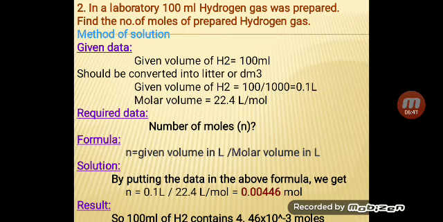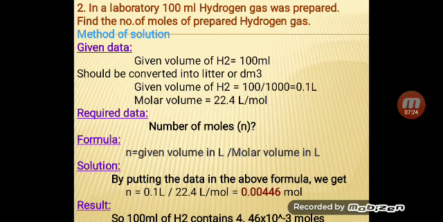Second example is in a laboratory 100 ml of hydrogen gas was prepared. Find the number of mole of prepared hydrogen gas. So the given data is volume of hydrogen 100 ml, it should be converted into liter or decimeter cube. So given volume of hydrogen 100 divided by 1000 will be equal to 0.1 liter. Molar volume is 22.4 liter per mole. The required data is number of mole. The formula used for this problem is number of mole is equal to given volume in liter divided by molar volume in liter.